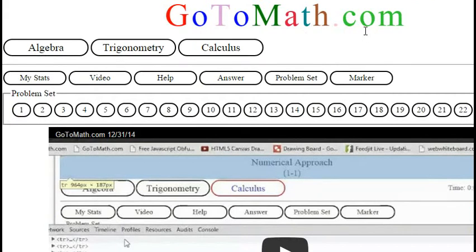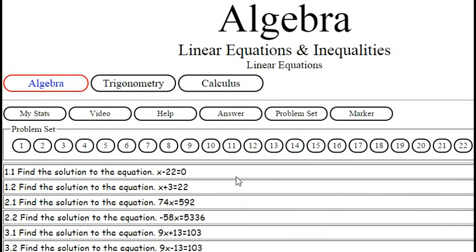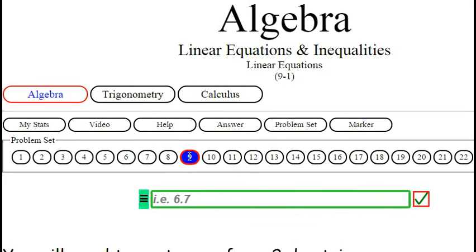Okay, we're over here at gotomath.com doing some linear equations, and inequalities are in this section. I'm not sure. Oh, this is the title. Never mind. So you've just got to do an 8. Let's look at 9 here.